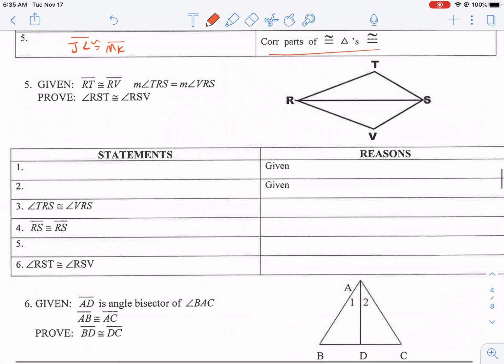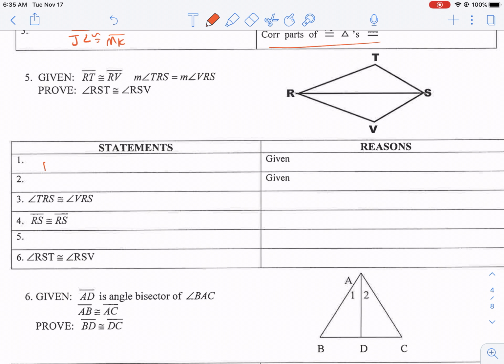All right, here we have this problem. We're going to start with our givens. We have RT congruent to RV. We're going to have, okay, trying to look here.